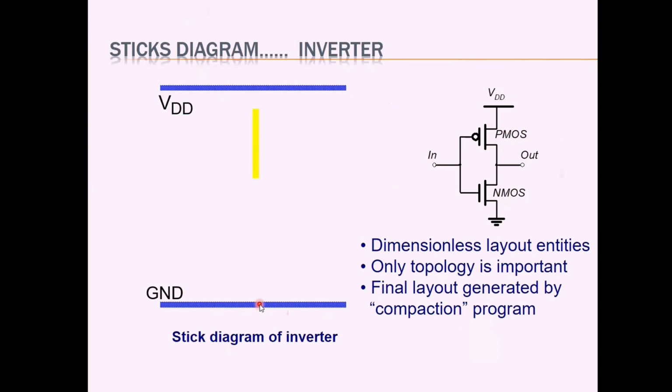Next we use P diffusion for the P channel device near VDD, and N diffusion for the N channel device near ground. So P diffusion and N diffusion are drawn. Next, the polysilicon crossing is to be drawn. The top one represents the P channel device, the bottom one represents the N channel device. And the gate is of polysilicon material. The gates are connected together and we have to apply input.